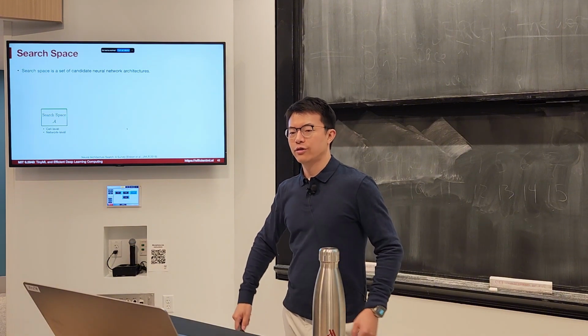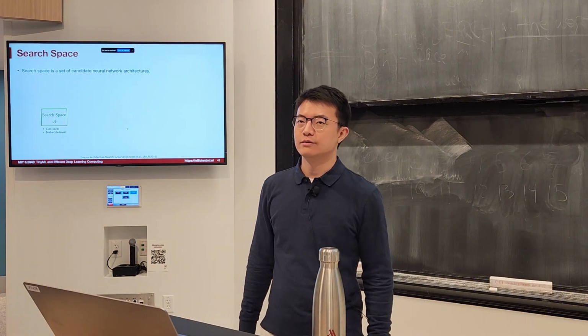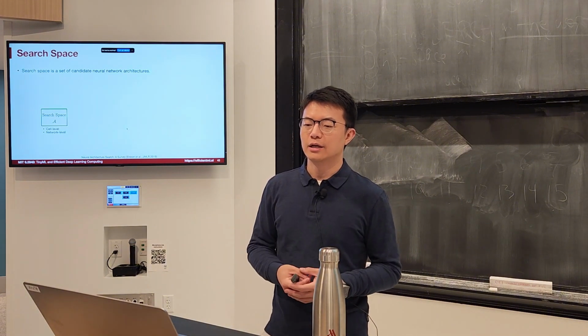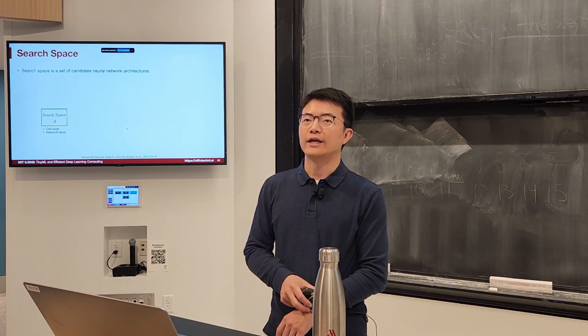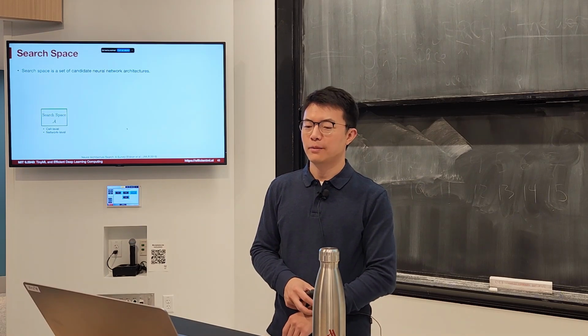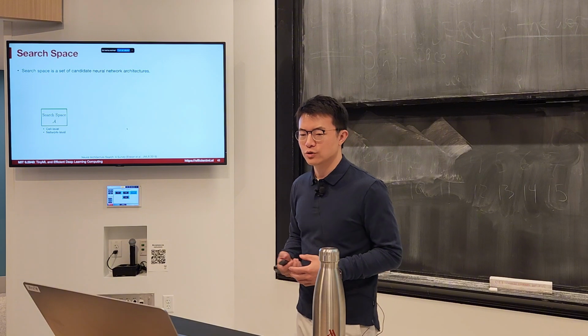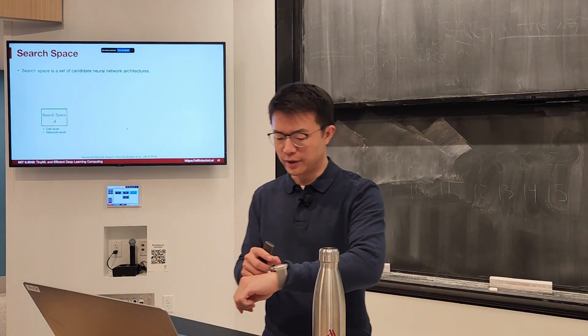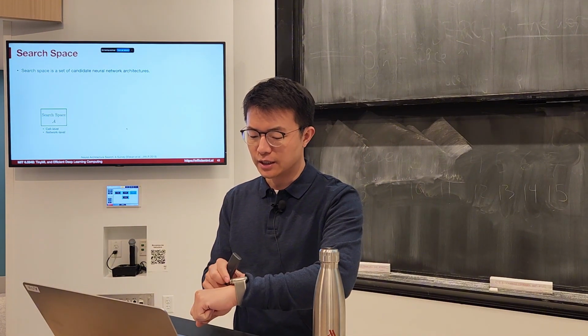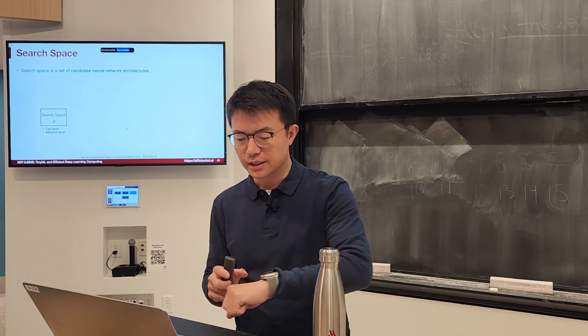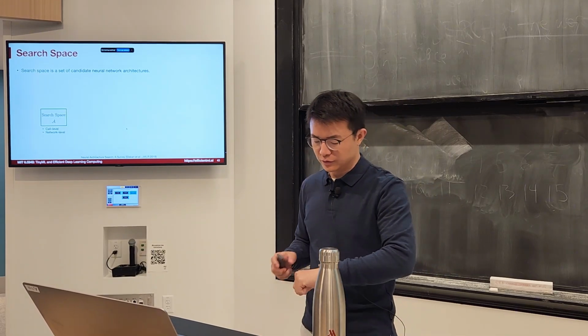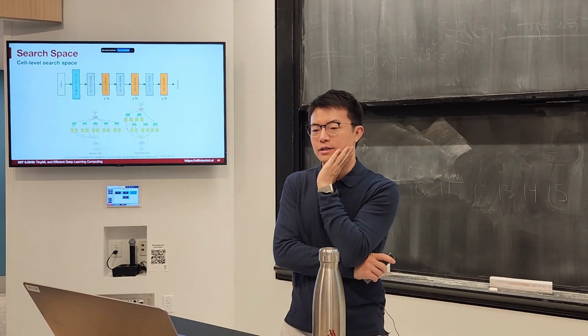And to begin with, let's talk about the search space. That's a set of candidate neural architectures we are going to choose from. We'll introduce two search spaces here. One is the cell level, the other is the network level. So let's first look at the cell level.